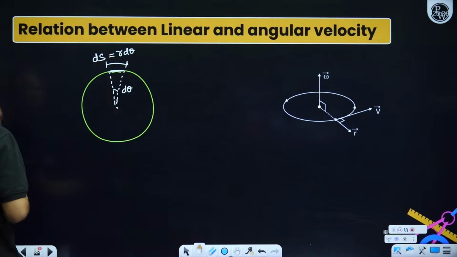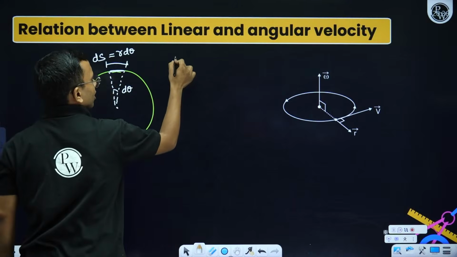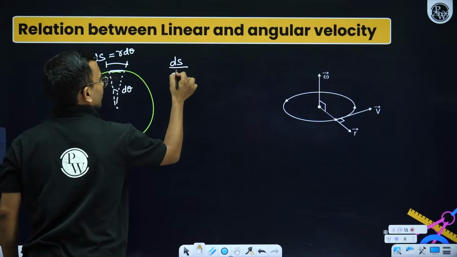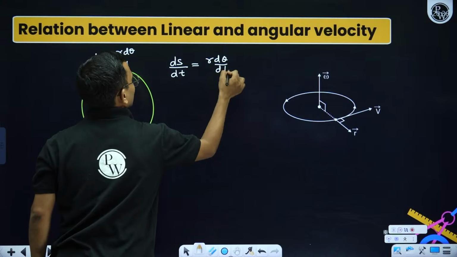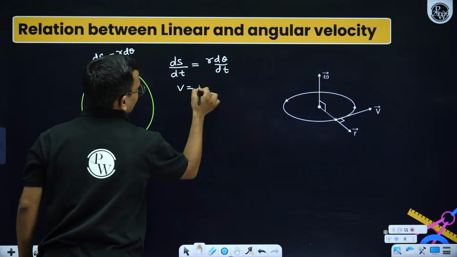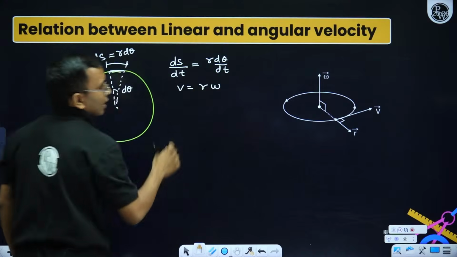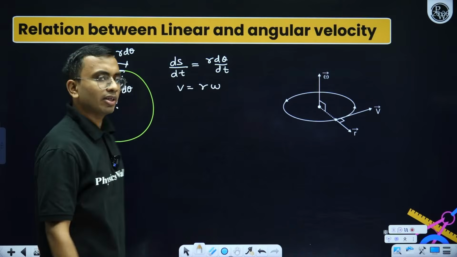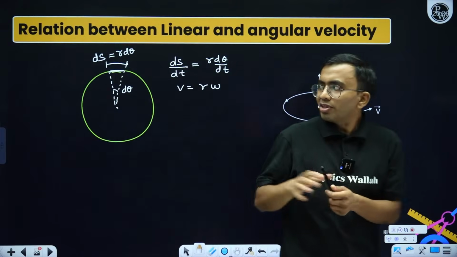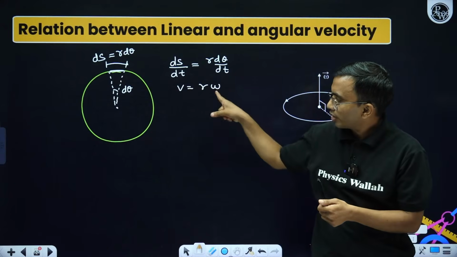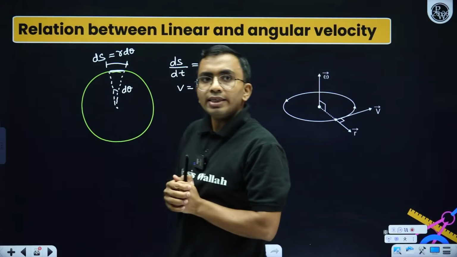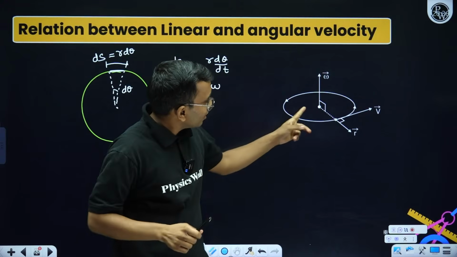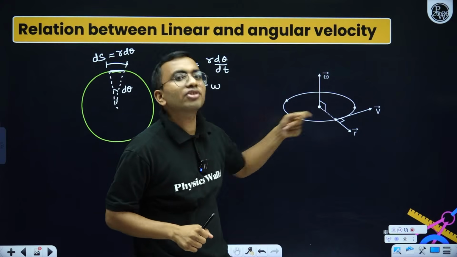What will be the velocity? ds by dt, the distance it covered divided by the time, r d theta by dt. So I'm getting my velocity v equals r into d theta by dt, which is omega. This is the relation between the magnitudes of the velocity and the angular velocity. But I need the relation between the directions also.